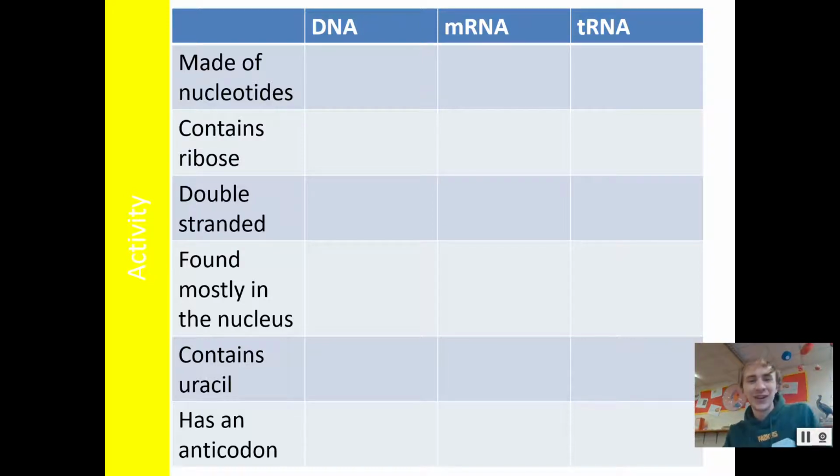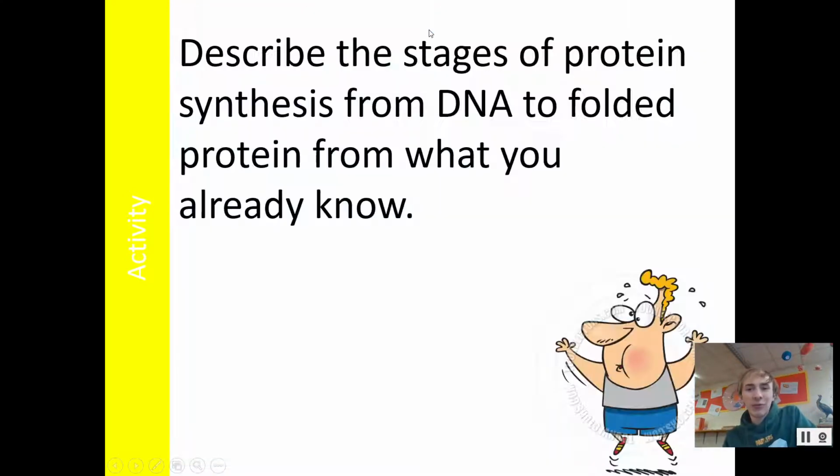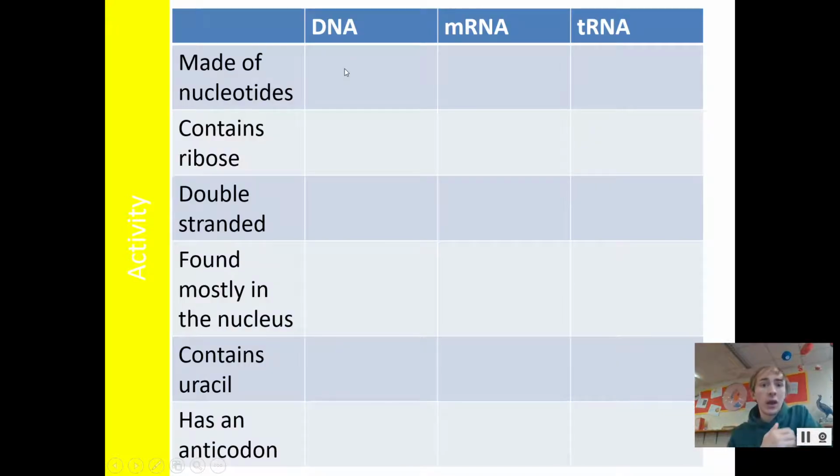So, hopefully you've done that already. We've got DNA, mRNA, and tRNA. Made of nucleotides: is DNA? Yes, DNA is made of nucleotides. And so is RNA, so mRNA and tRNA are made of nucleotides too. Contains ribose: only RNA contains ribose. You may think that deoxyribose somehow contains ribose and a bit of deoxy. I've heard people do that before. No, it's a different sugar. So DNA does not contain ribose.